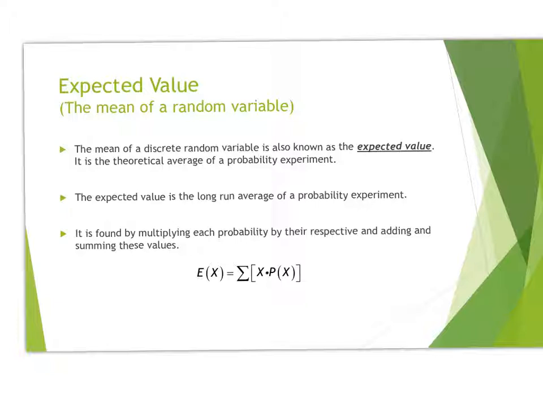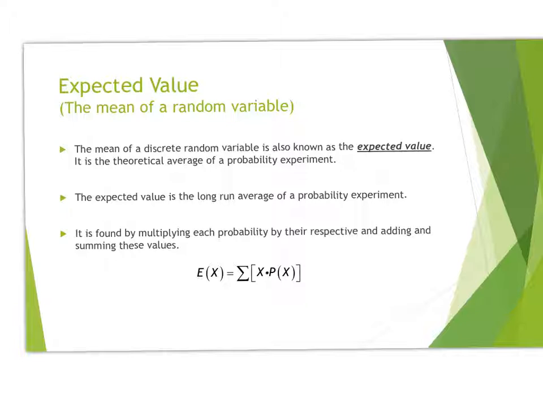And the expected value is the theoretical average of a probability experiment. If you perform this experiment over and over again, what would be the long run average? What would you expect to get? For instance, if you flip a coin a bunch of times, what's the expected number of heads to get, or what's the expected proportion of heads to get? That should be 50%, because there's only two outcomes.